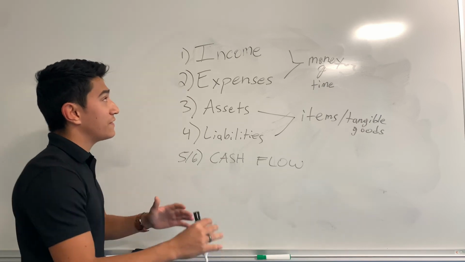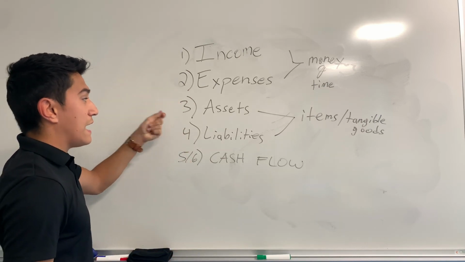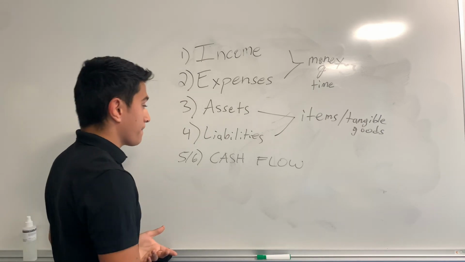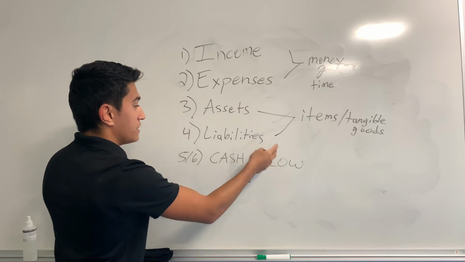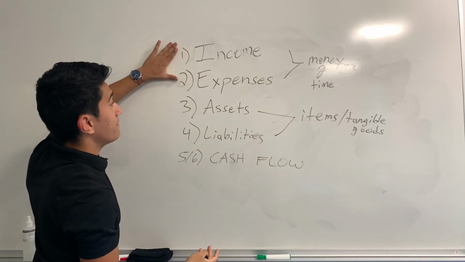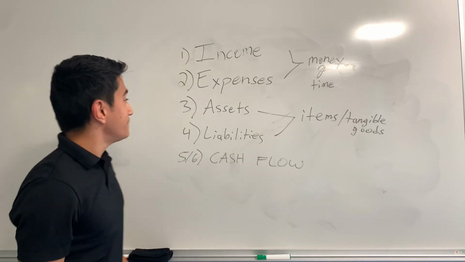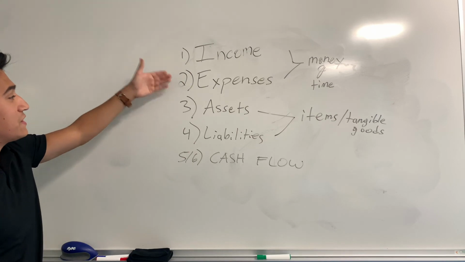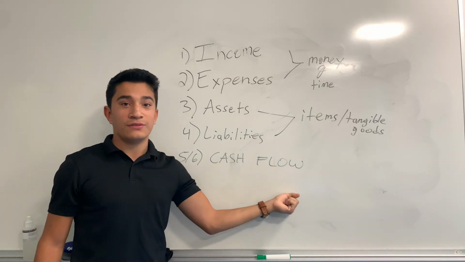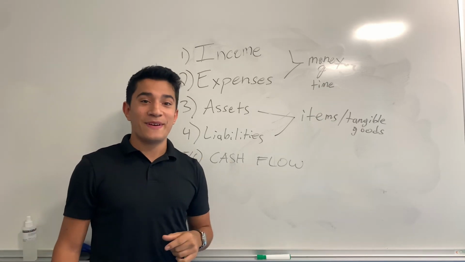So it's important to kind of see that this is more of money and time, whereas this is more of items or tangible goods that either make or cost you money, all right? And cash flow is pretty much seeing the flow of all your cash between your income and expenses and your assets and your liabilities. I hope you guys enjoyed. Again, income, expenses, assets, liabilities, and then cash flow. Now you know the 6 words you need in order to become financially independent, all right?